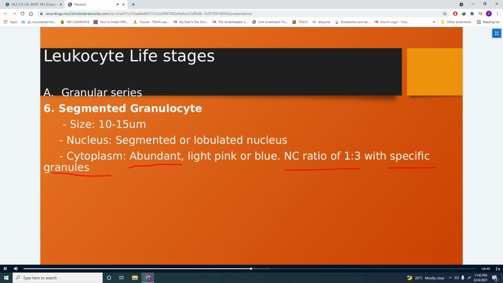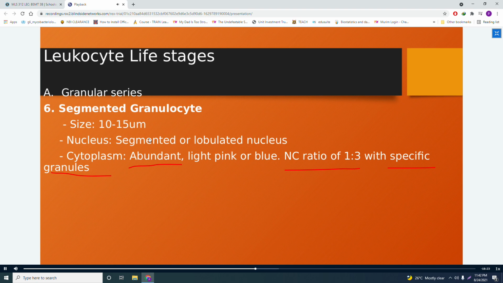How about, it is the life stage of the granular series with irregular patches of pink staining parachromatin. What stage? Very good. It's your myelocyte.